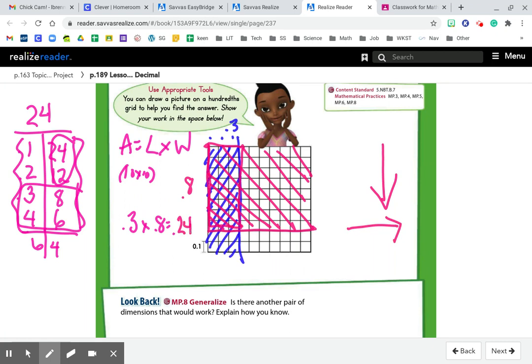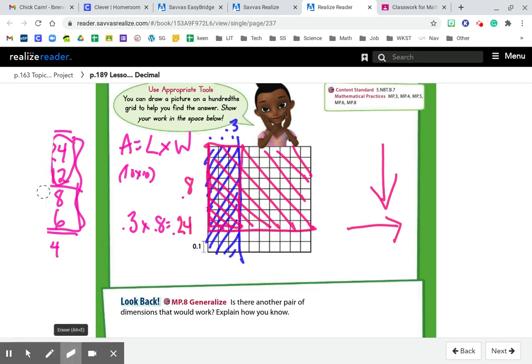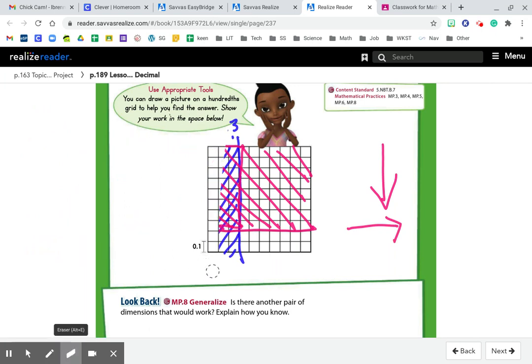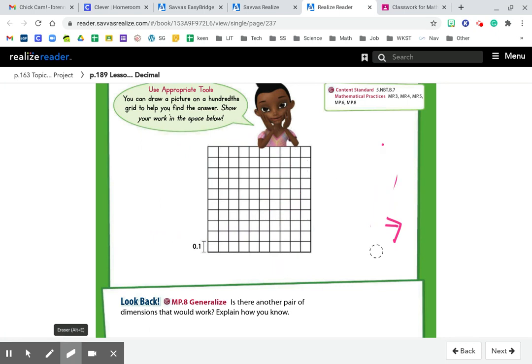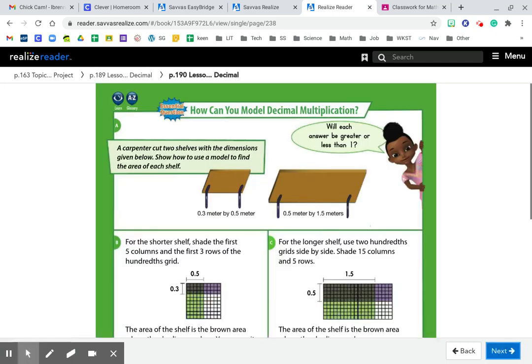So you're going to see that in today's lesson. You could do this one, just mess around with the 100 grid and draw different combinations of rectangles of 24, and you would find out the only two possibilities that would actually fit on that grid are 4 times 6 or 8 times 3. So is there another pair of dimensions that would work? So we said 3 times 8, but 6 times 4 would work and fit on that grid. So let's take a look at how this lesson progresses.